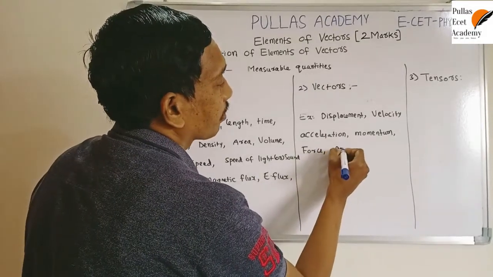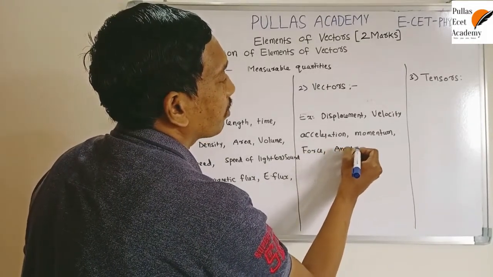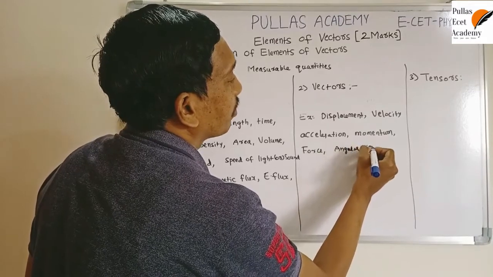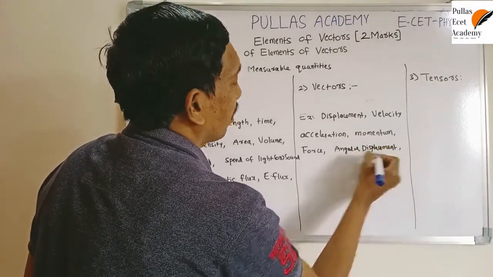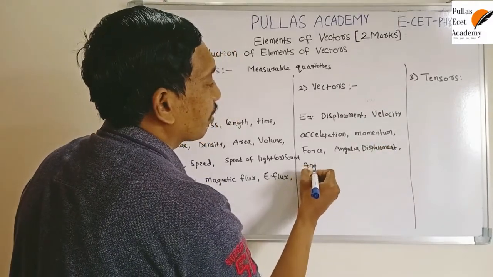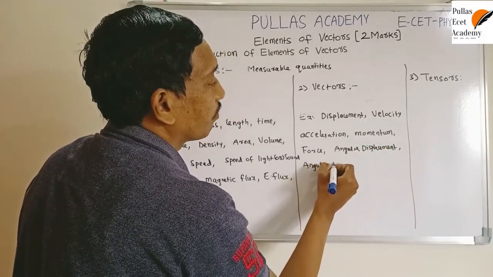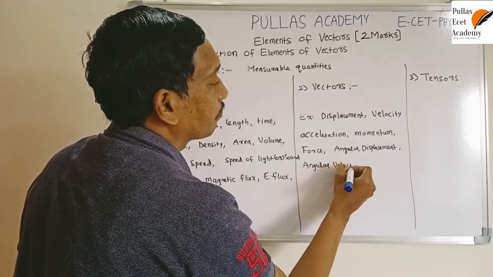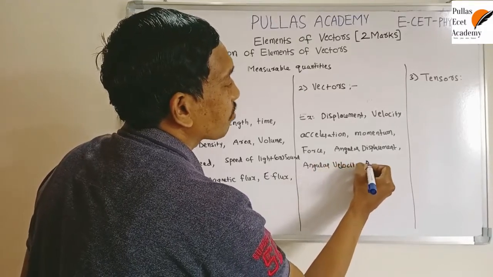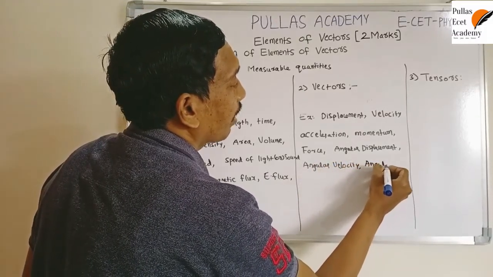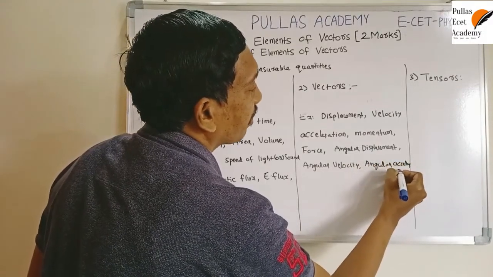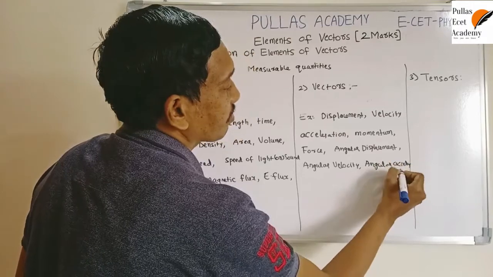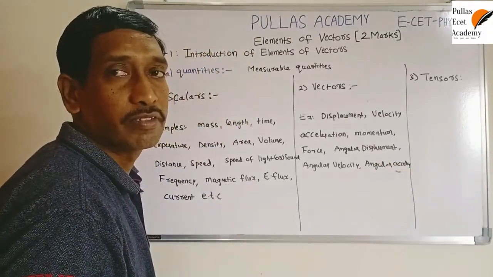Next, angular displacement is a vector. Displacement and angular displacement are also vectors. Angular velocity is also a vector. Angular acceleration is also a vector. Don't confuse, we will discuss each and every parameter in the next lessons.